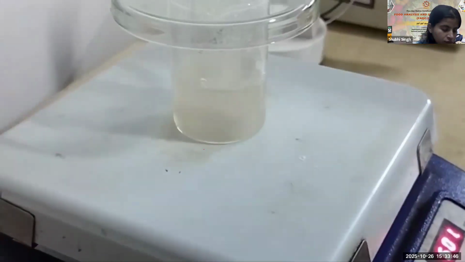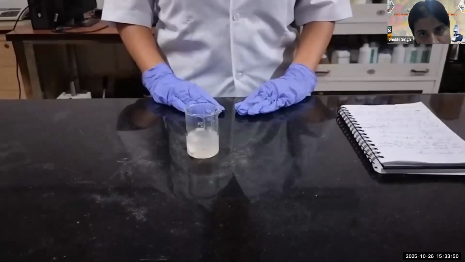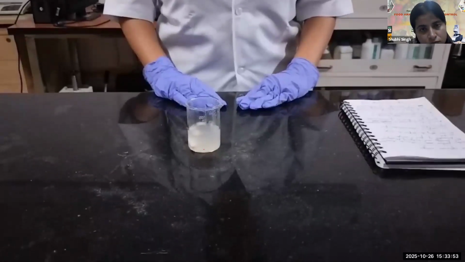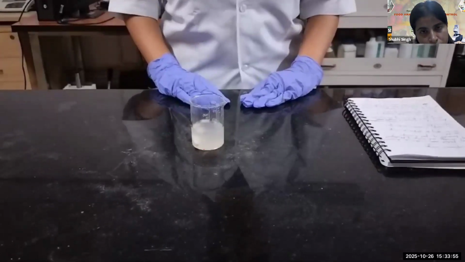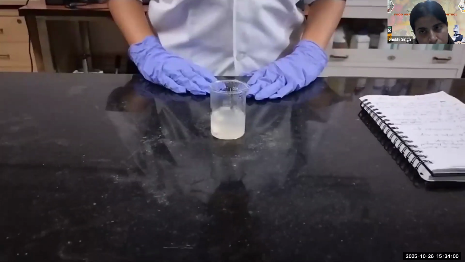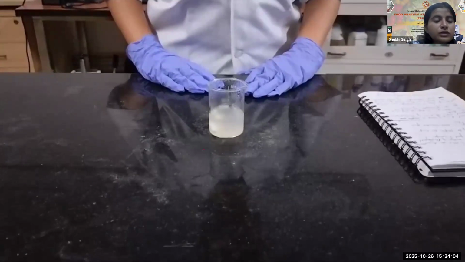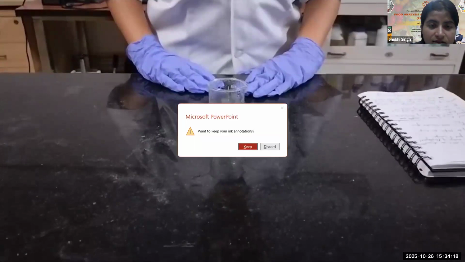Now our sample is fully gelatinized. Prior to the analysis, we will keep the solution at room temperature for cooling and stabilization of starch molecules. Now the sample is ready for analysis. So this was the video for sample preparation of starch, tapioca starch, and this is how you will prepare your sample for the analysis.